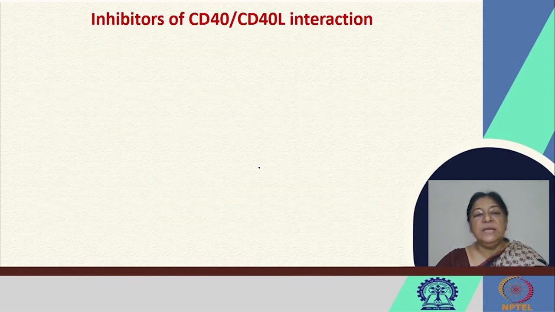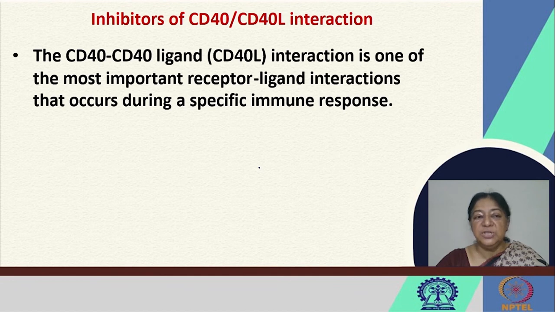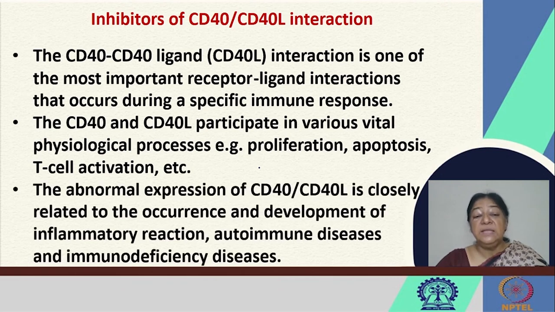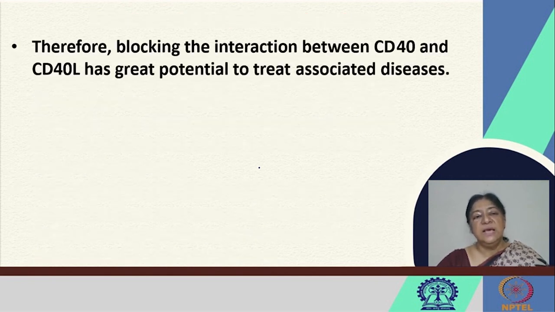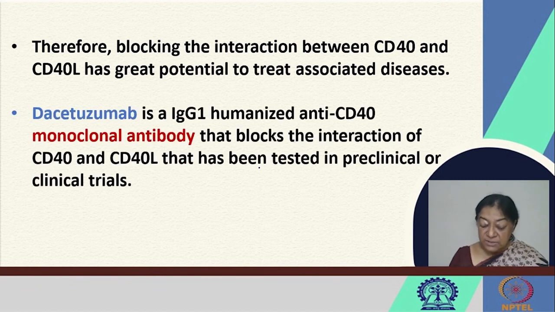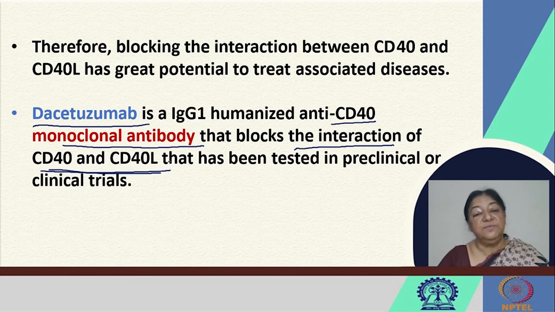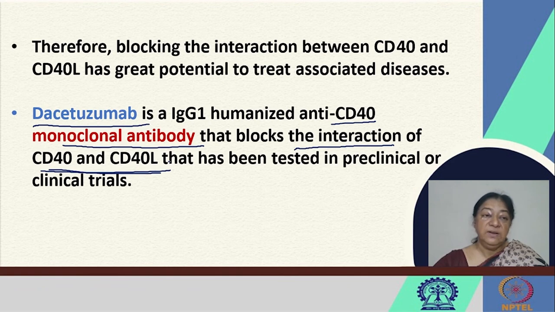For example, if we look at an inhibitor of a CD40-CD40L interaction, this is one of the most important receptor ligand interactions that occurs due to a specific immune response. They participate in several reactions in physiological processes, and the abnormal expression is related to many diseases. So the idea here is that if we block the interaction between the CD40 and the CD40L, it can treat the associated diseases. There is a specific type of anti-CD40 monoclonal antibody that actually blocks the interaction of this CD40 to CD40L, and this has been tested in clinical trials.